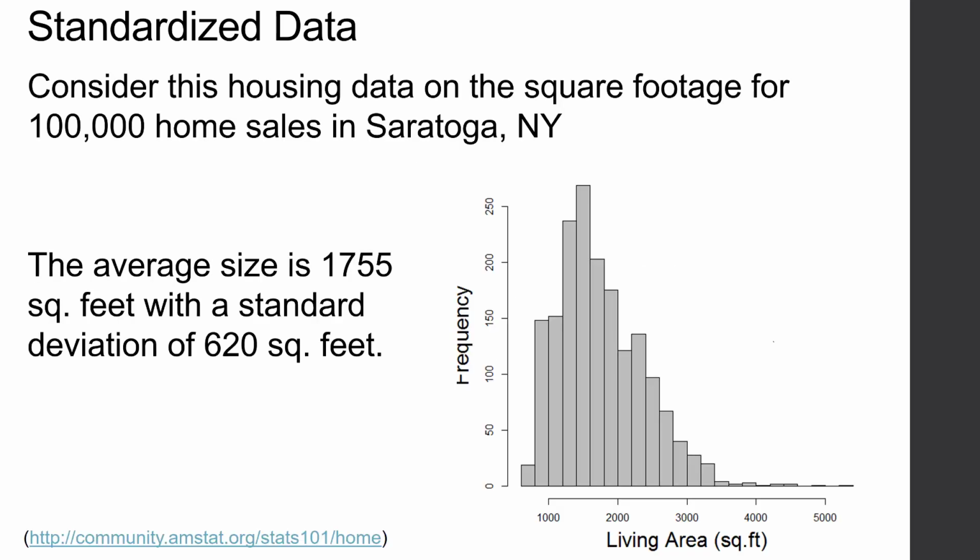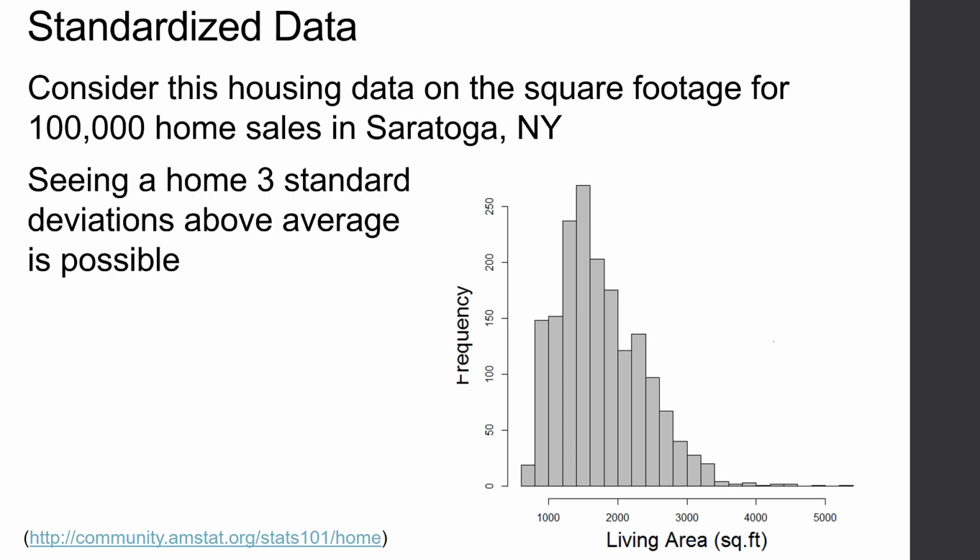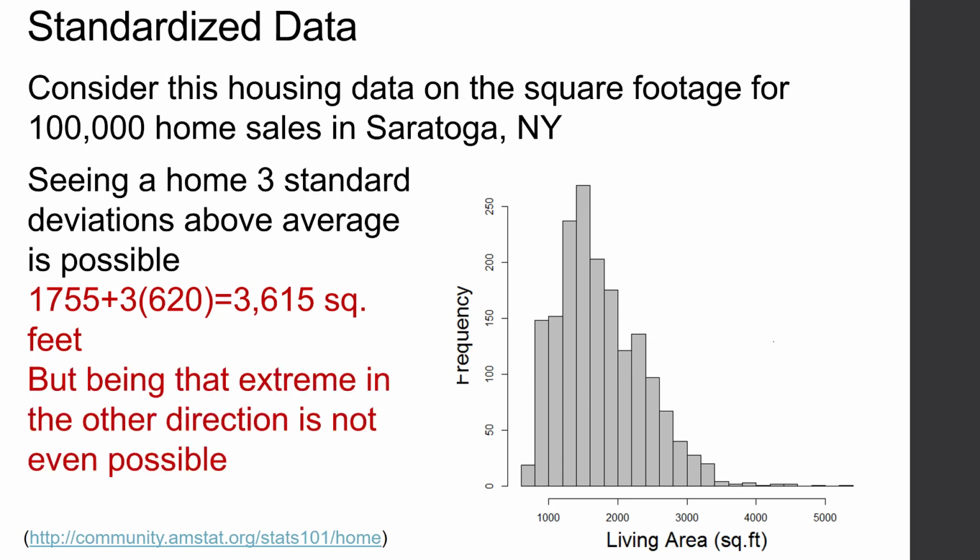So let's look at an example of this. Consider this housing data on the square footage for 100,000 home sales in Saratoga, New York. The average size of these homes is 1,755 square feet with a standard deviation of 620 square feet. Seeing a home 3 standard deviations above average is possible. That's the mean, 1,755, plus 3 times the standard deviation of 620. That would be a home size of 3,615 square feet. But being that extreme in the other direction is not even possible. So we take the mean minus 3 of those standard deviations and we get negative 105 square feet, which obviously doesn't make sense.